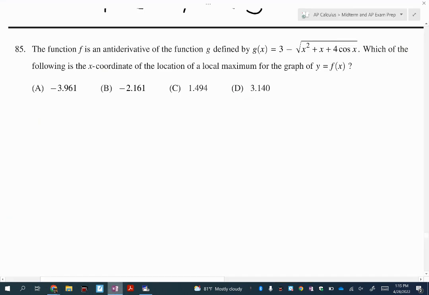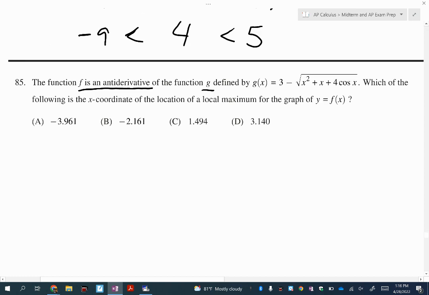All right, let's do 85. We're going to use some technology here. It says that f is an antiderivative of the function g. So if you want to think of this another way, g is the same as f prime of x. You can think of it like that if you want. It says, which of the following is the x-coordinate of the location of a local maximum for the graph of y equals f of x?